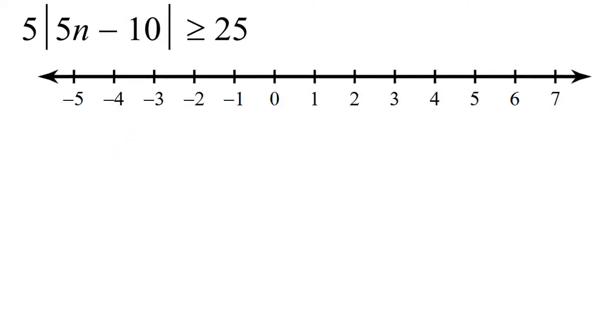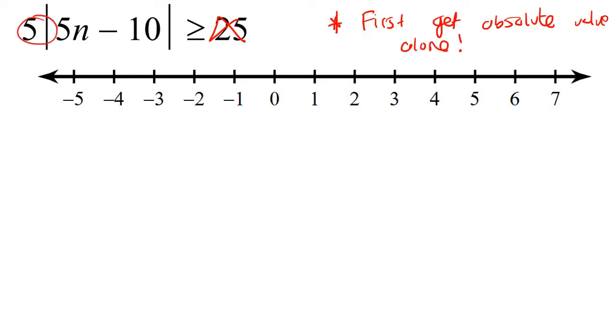Step 1, is the absolute value by itself? No, it is not. So we are not going to go take the number 25 and put it on a number line. We have to first make sure, get the absolute value alone. So this 5 needs to go.